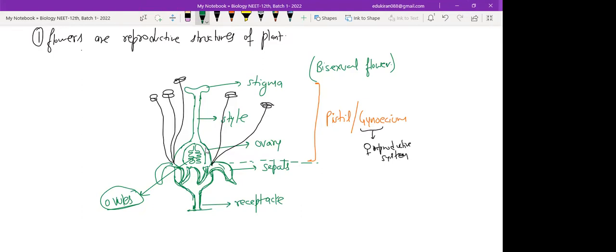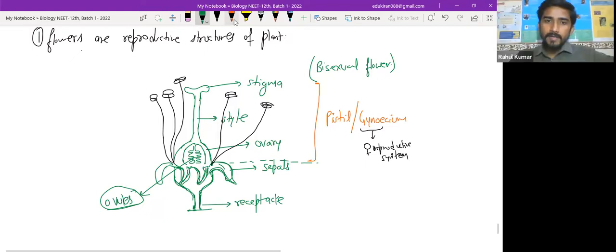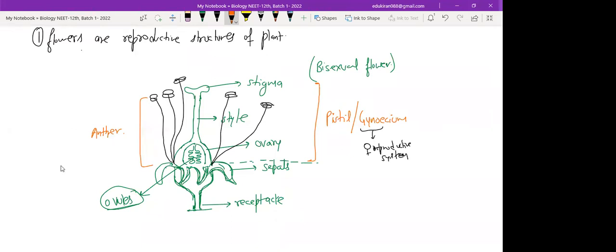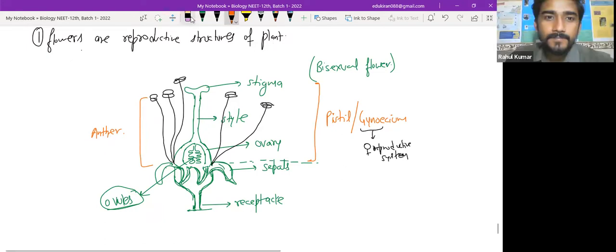Now talking about the male part here, this male part is called anther. But only the top part is called anther, right? As far as I know. Stamen. Thank you for the correction, Atif. It's called stamen.